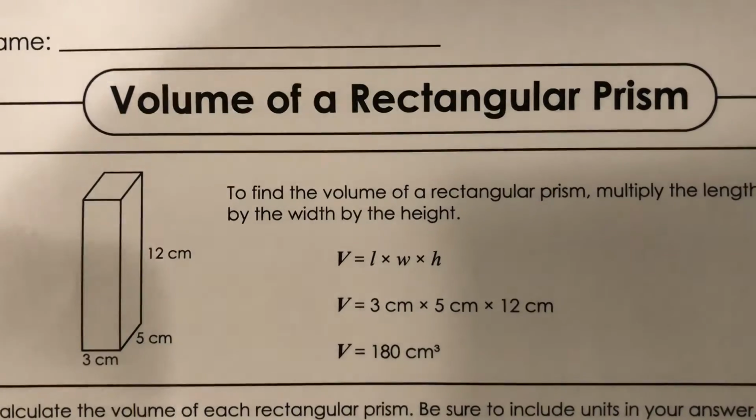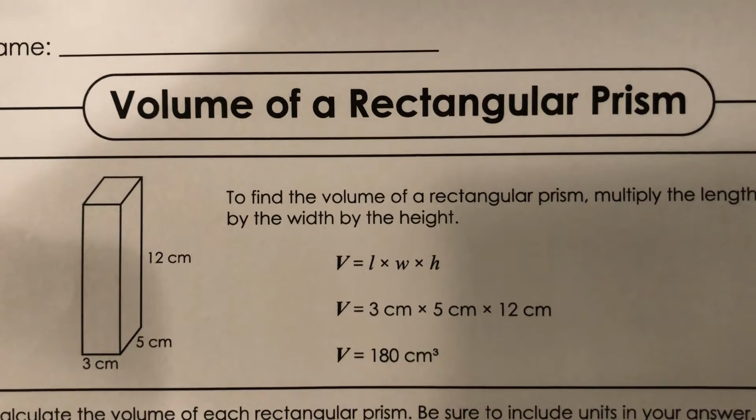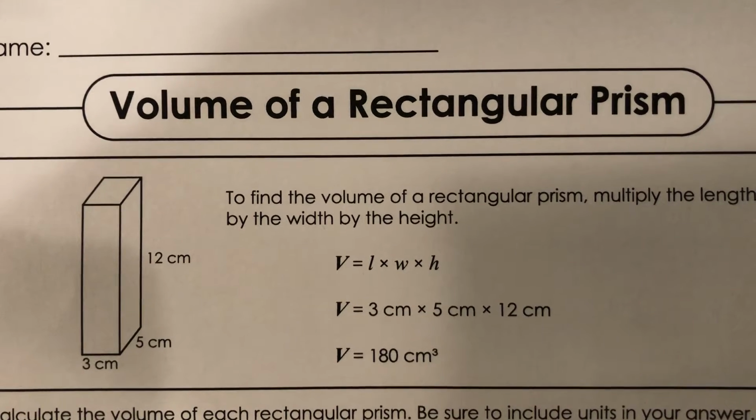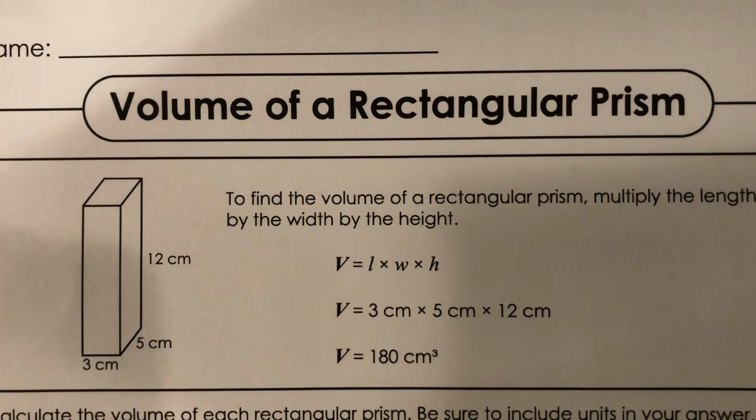Hey, fifth graders. In science, we have been talking a lot about matter. And we learned that matter basically has mass and takes up space, volume. So matter has mass and volume. One way to calculate volume, we learned, was water displacement.